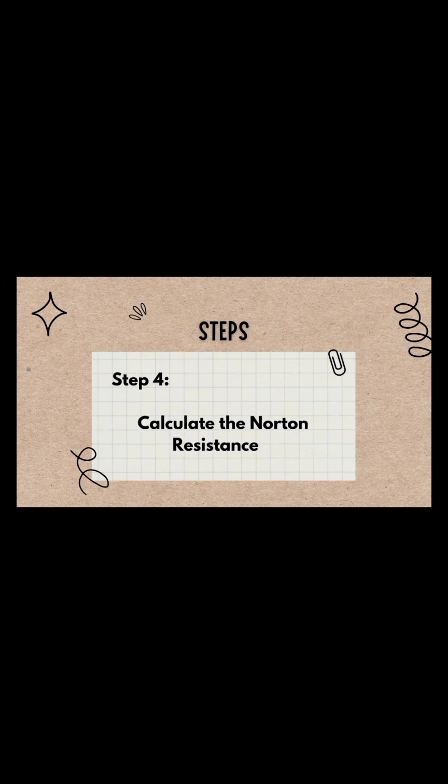Step 4. Calculate the Norton's resistance. After replacing the two voltage sources, find the total resistance measured at the location of the removed load. Step 5. Draw the Norton equivalent circuit with the Norton current source in parallel with the Norton resistance. The load resistor reattaches between the two open points of the equivalent circuit.